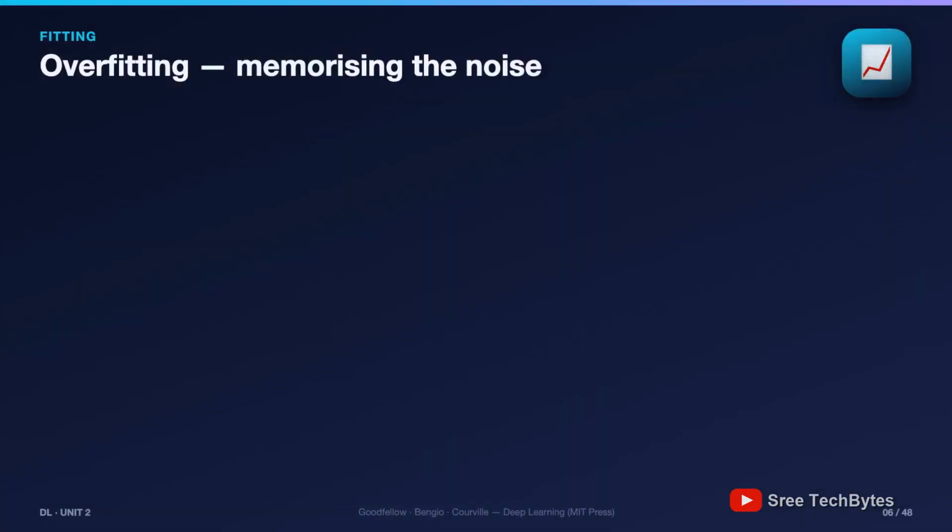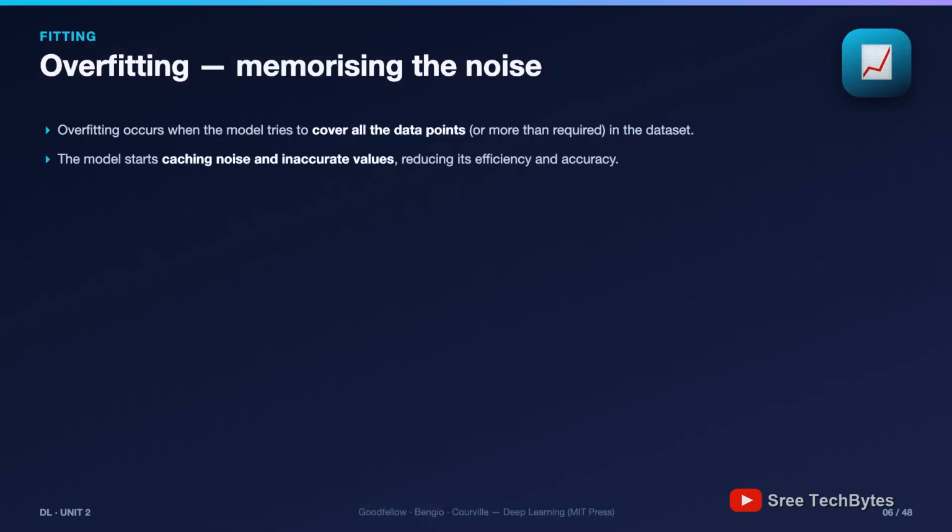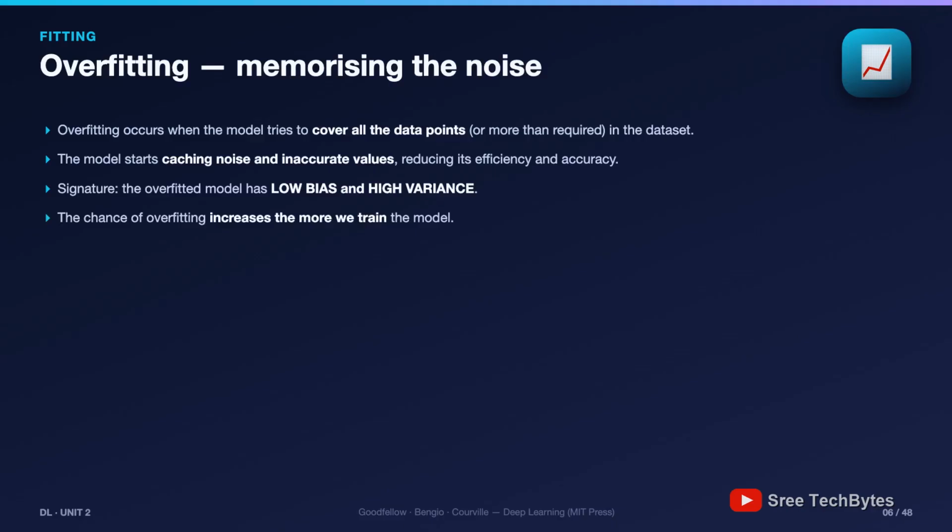Let's meet failure mode number 1 properly, overfitting. Overfitting happens when the model tries to cover all the data points more than required. In doing so, it starts catching the noise and the errors in the dataset, not just the signal. Accuracy on new data collapses. Picture the regression graph. Instead of a clean best fit line, the curve wiggles desperately through every single scatter point.